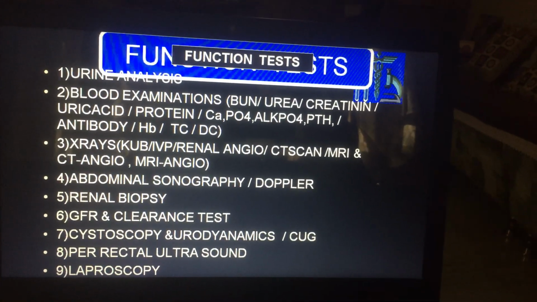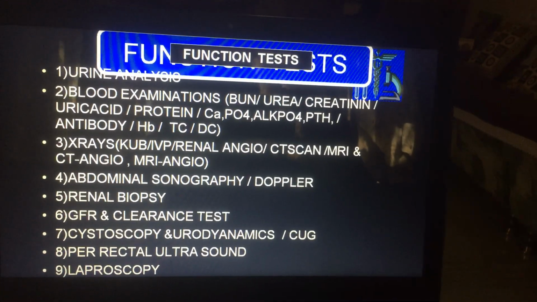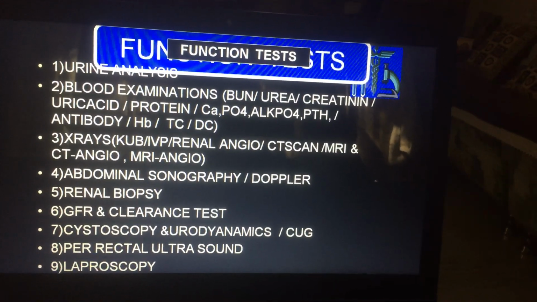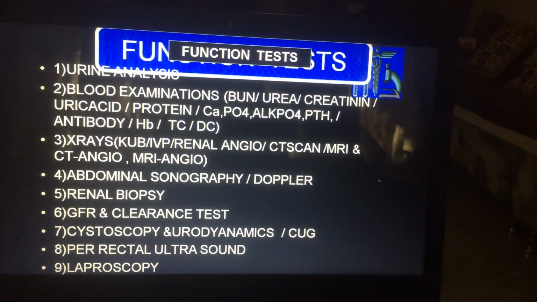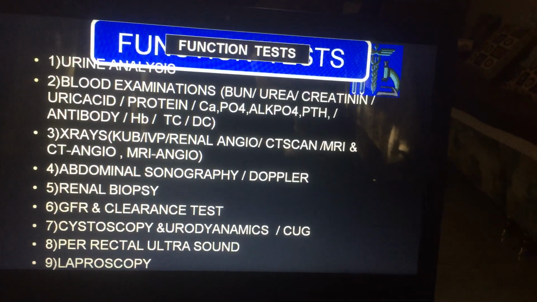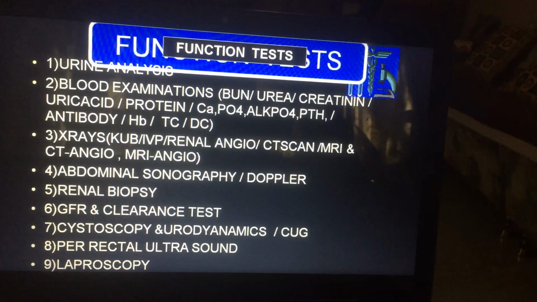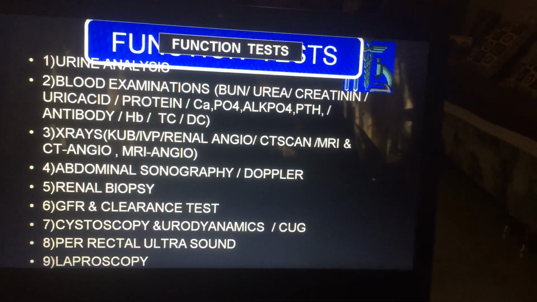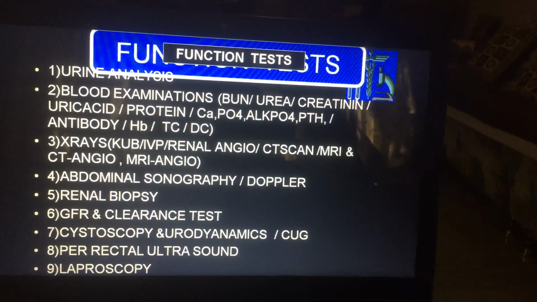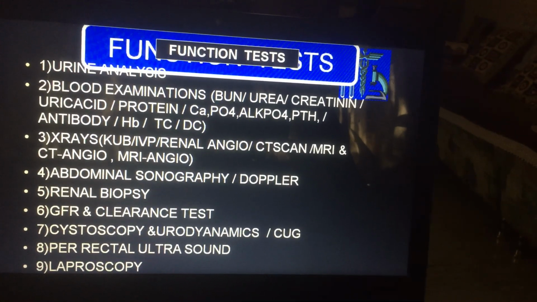Antibody is done usually in case of glomerular disorders. Radiological investigation like KUB, IVP, pre-renal angiography, CT scan, MRI, CT angio, MRI angio, those are being done. Abdominal ultrasound is the most non-invasive technique which gives you a lot of idea regarding renal anatomy. Doppler study will be very useful for finding out the renal artery stenosis.